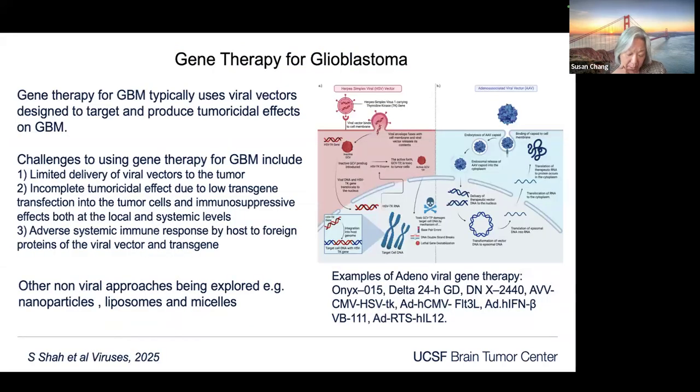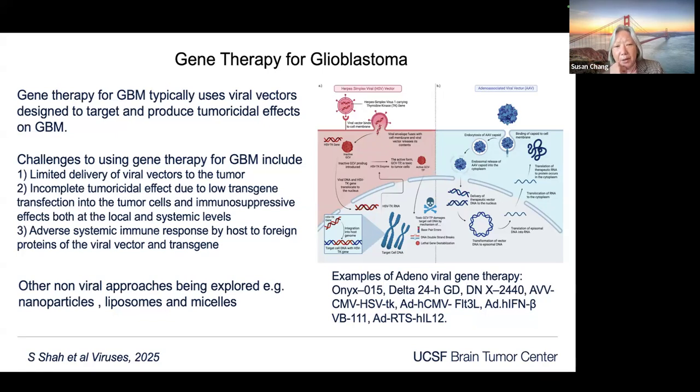I'm just going to touch a little bit on gene therapy for glioblastoma. This is something we've explored for many, many years now, using viral vectors designed to target and produce tumoricidal effects in glioblastoma. But as with any new treatment, there are many challenges. For gene therapy in general, there is how we deliver the viral vectors, the transgene transfection percentage, and how much of it you actually get into the tumor. What about the immunosuppressive environment in which you're giving this treatment? And what are some of the side effects that could happen because of the response of the host to these foreign proteins? Those are some of the challenges.